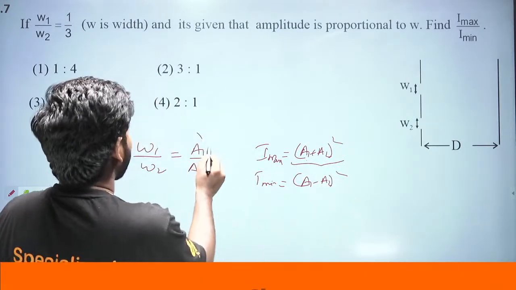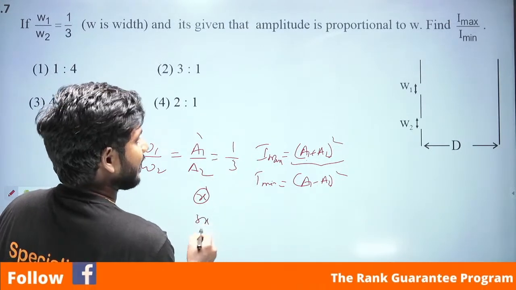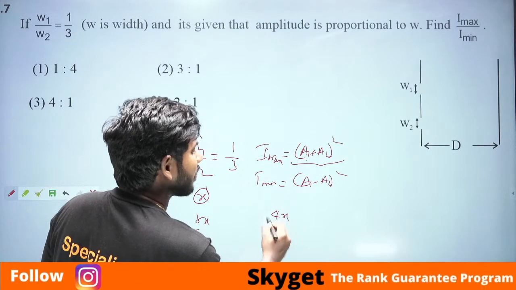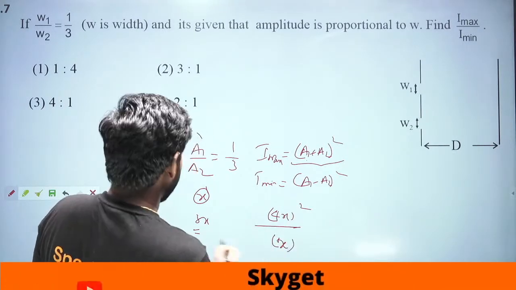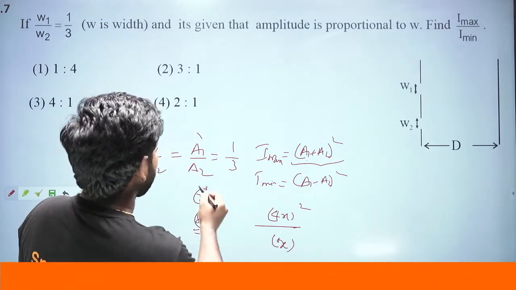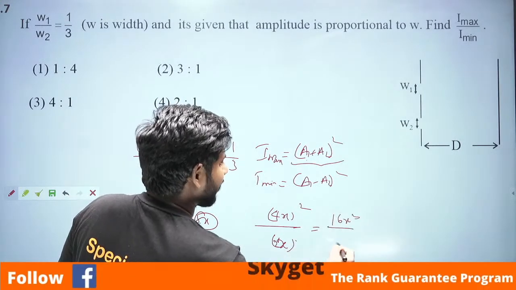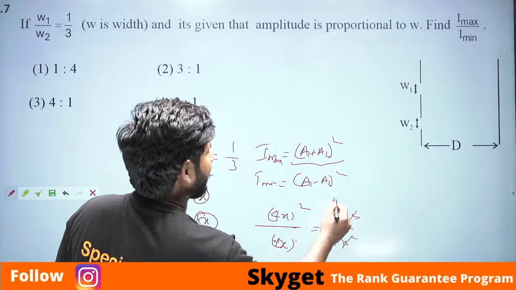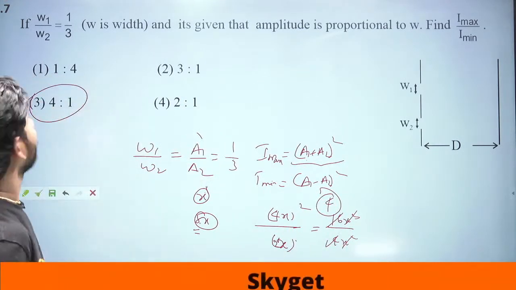From this ratio, we can take it as 1x and 3x. So for maximum it is 4x whole square. For minimum it will be 3x minus x whole square, so this will be 2x whole square. This will be 16x square divided by 4x square. So the answer will be 4, students. Maximum to minimum ratio will be 4:1 here.